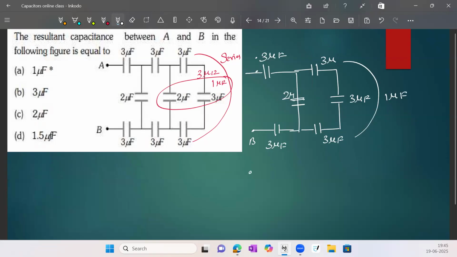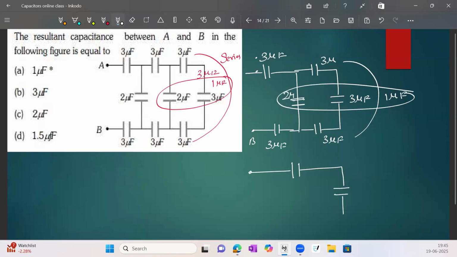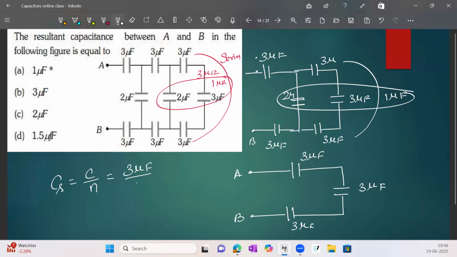Now the equivalent diagram, if you take, this is 3. Now these two are connecting in parallel. So this is 3 and this is 3. This is A and this is B. This is 3 microfarad. This is 3 microfarad. And this is 3 microfarad. So all are connected in series. Series identical capacitance formula: capacitance value by number of capacitors. Capacitance value is 3 microfarad, number of capacitors is 3. So it becomes 1 microfarad. So the answer is option 1.